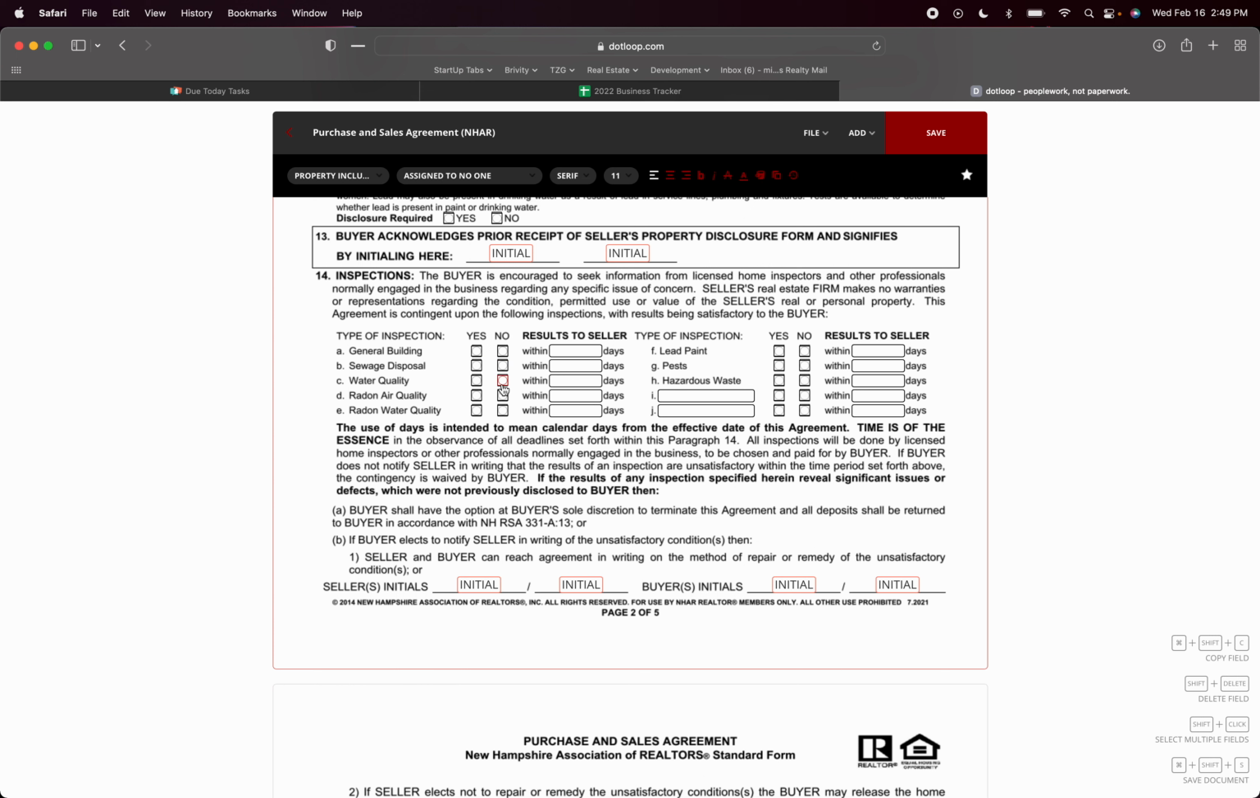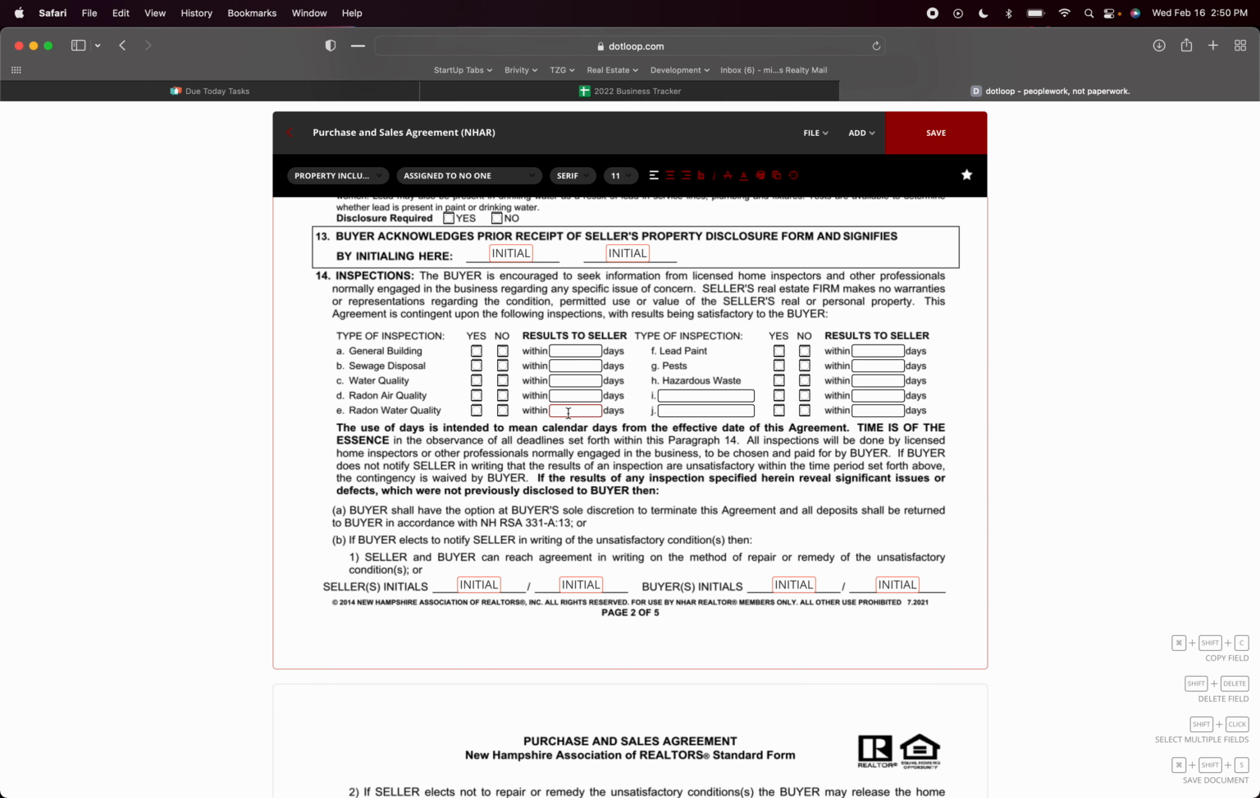So they're going to put yes or no. I would recommend if you're not going to do the inspection, put no. Some people just check off the yeses and leave everything else blank. In my opinion, best practice is to check off no very specifically if you're not going to do the inspection, just to ensure there's no misunderstandings. So you're going to select whatever inspections the buyer wants to do, and then select a number of days that they have to do it.